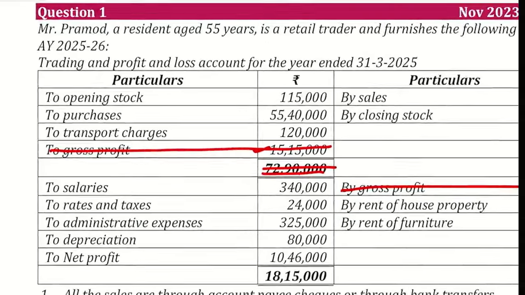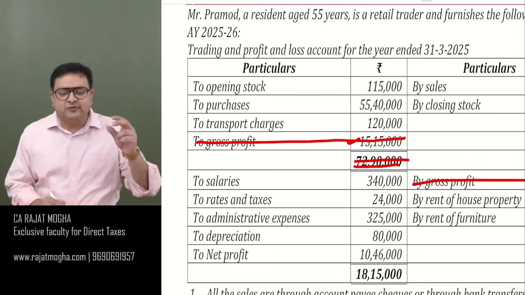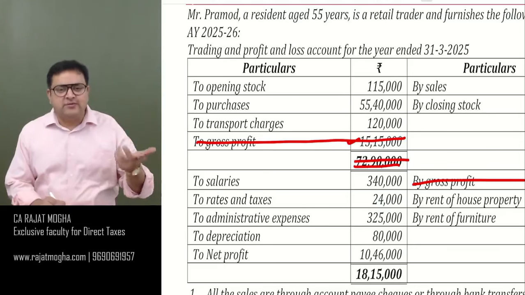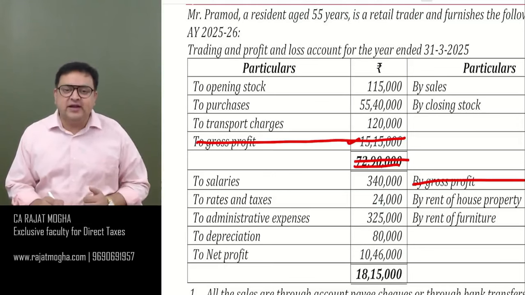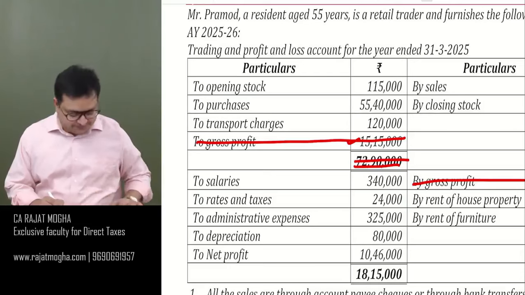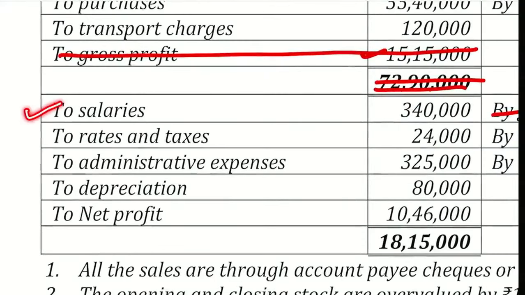It says opening stock, this. See, what we have to see in the debit side, if these are normal business expenses, we are okay with it. But if they are not business expenses, then we will delete them. It is not PGBP, correct? So opening stock, we are okay with it. Purchases, we are okay with it. Transport charges, we are okay. Salaries, perfectly fine. Rates and taxes, I'm believing that these rates and taxes belong to business, so we are okay. Admin expenses, depreciation, net profit.